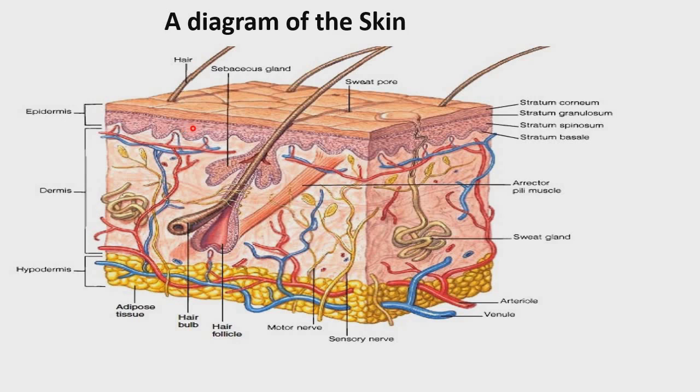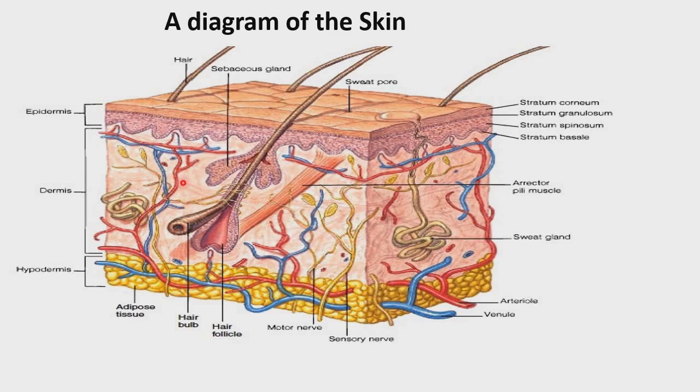The dermis, which is the second layer. The dermis is a layer where you find mostly connective tissues. It contains a lot of connective tissues. You will see blood capillaries here that help in circulation of blood, food, and oxygen, as well as remove waste.